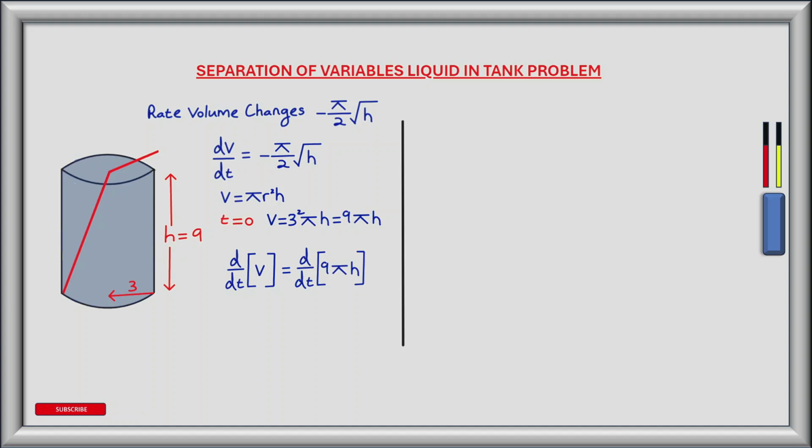Using the equation volume V equals 9 times pi times h, we can find the rate of change of volume of lemonade with respect to time by taking the derivative with respect to time of both sides of this equation. On the left-hand side of the equation, to find the derivative of V with respect to time, we need to use the chain rule. So the derivative of V is 1, and then that's multiplied by dV by dt.